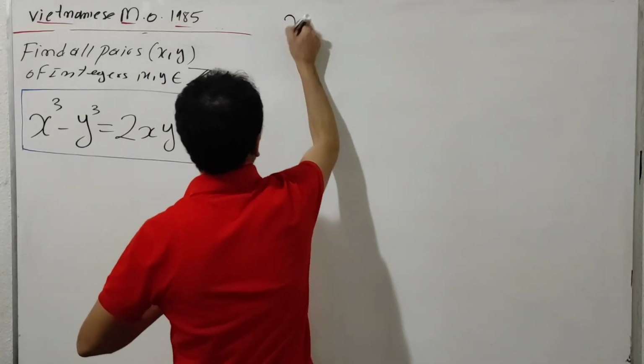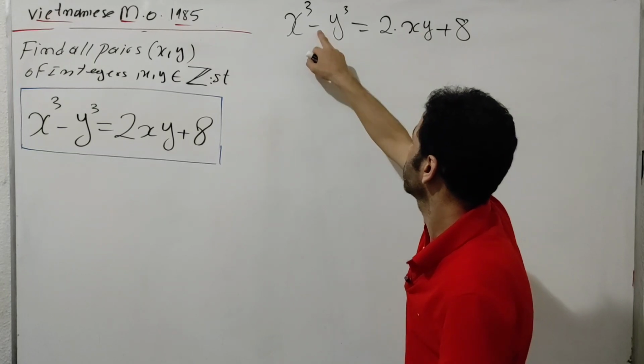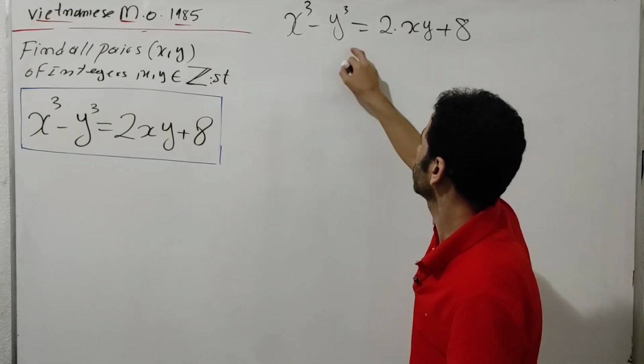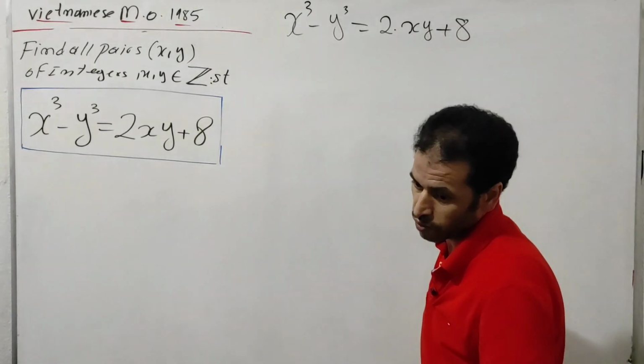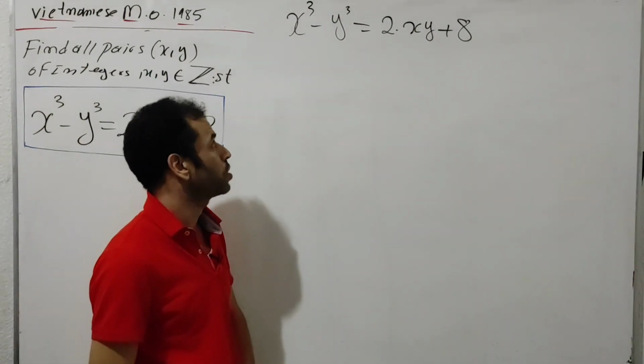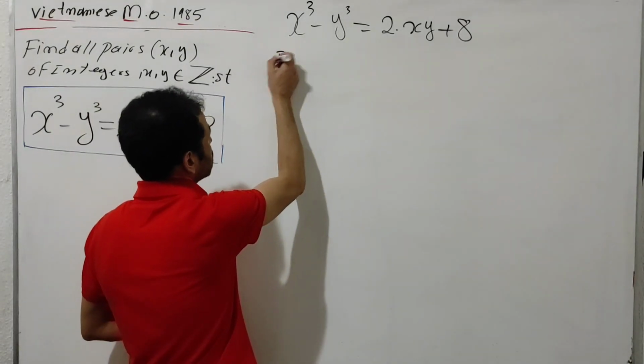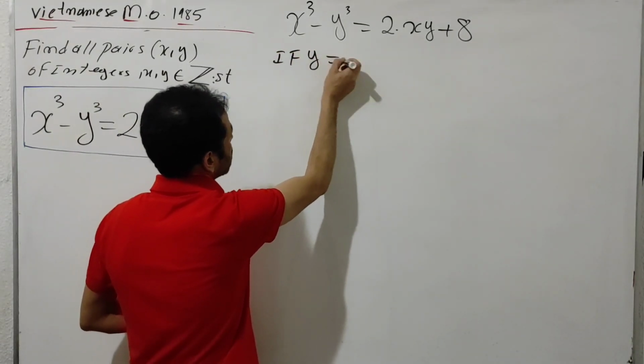So we have the following equation. If you had the plus sign here, you would have a symmetry. But since we have the minus sign here, this equation rules out the symmetry. Okay, the first thing that I'm going to do now is make the comparison between these two variables, x and y. Let's consider the case where y equals x.